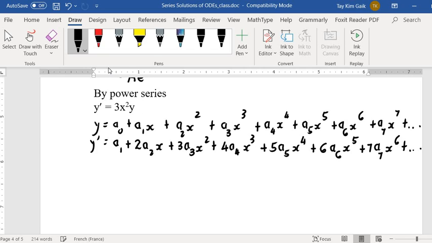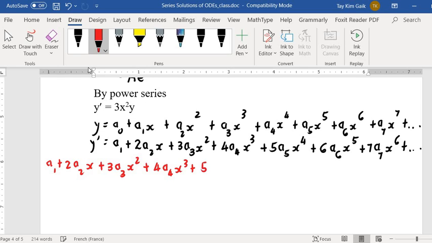So plug y prime into the left hand side, and plug y into the right hand side. The left side is a1 plus 2 a2 x plus 3 a3 x squared plus 4 a4 x cubed plus 5 a5 x power 4 plus 6 a6 x power 5 plus 7 a7 x power 6, equal to the right hand side.